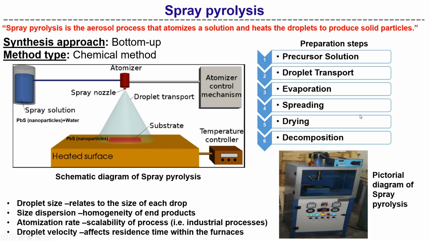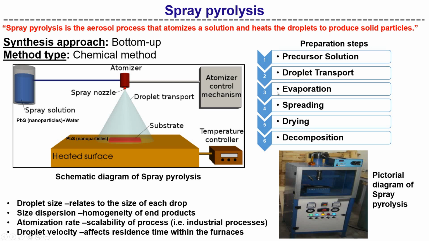Now there are several steps which we require to follow. One step is the precursor solution. So we first require to prepare a precursor solution, then droplet transport. According to the viscosity of the solvent and the size of the nanoparticle, you can convert the droplets. You can prepare various size drops using the atomizer and spray nozzle.